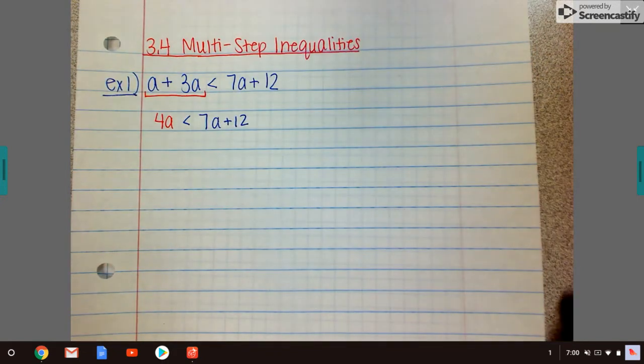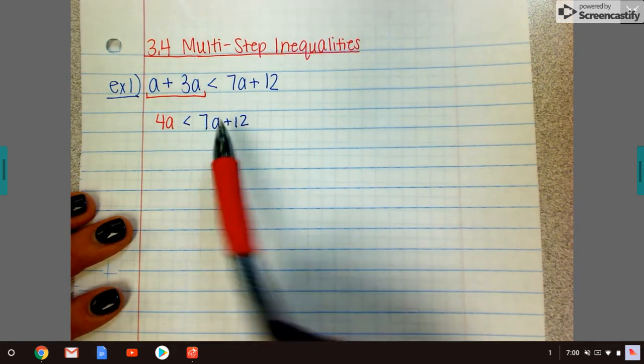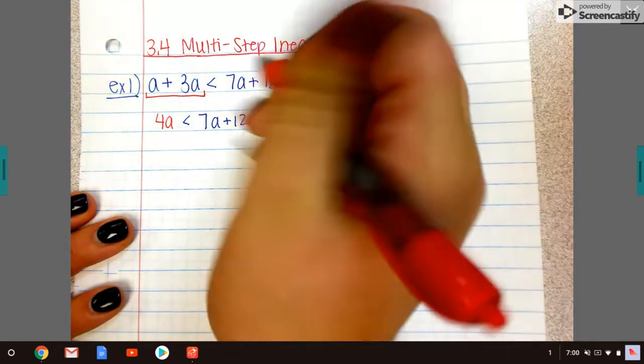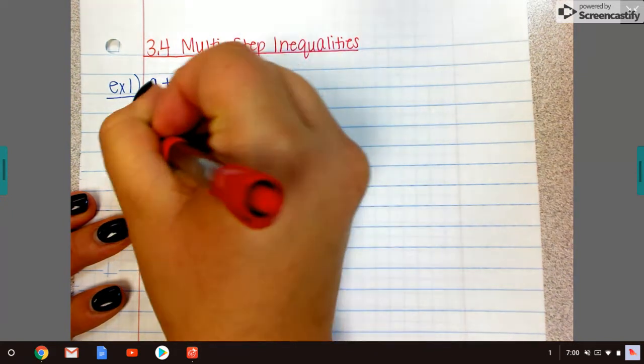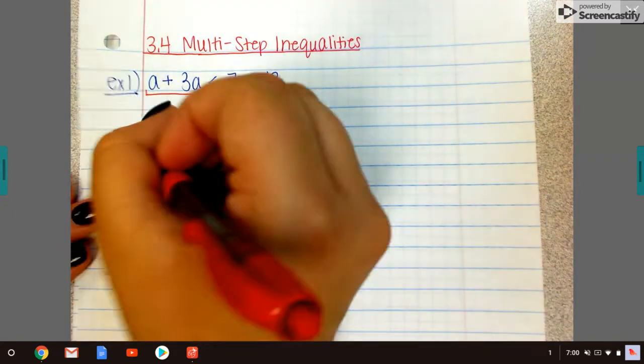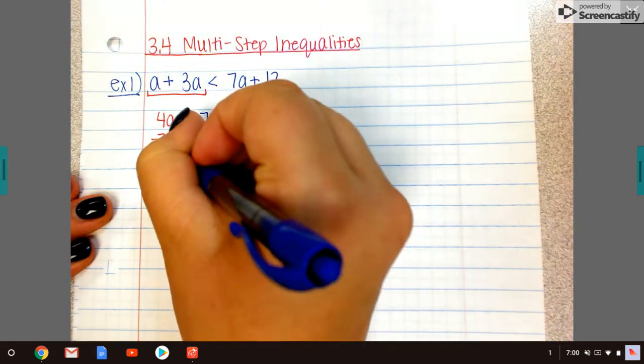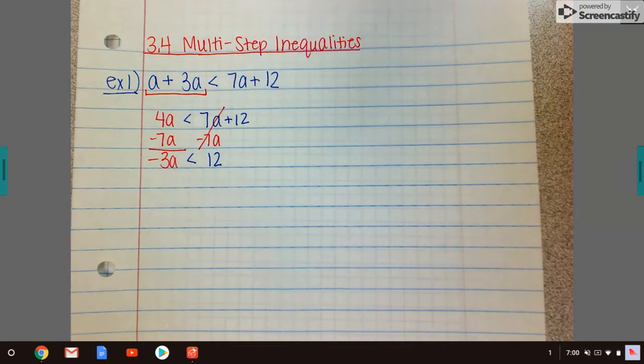Let's get all of our a's on the same side. So I've got a's and numbers on the right. Let's get rid of this 7a by subtracting it from both sides. 4a minus 7a is negative 3a. And then I can drop down my inequality and my 12.